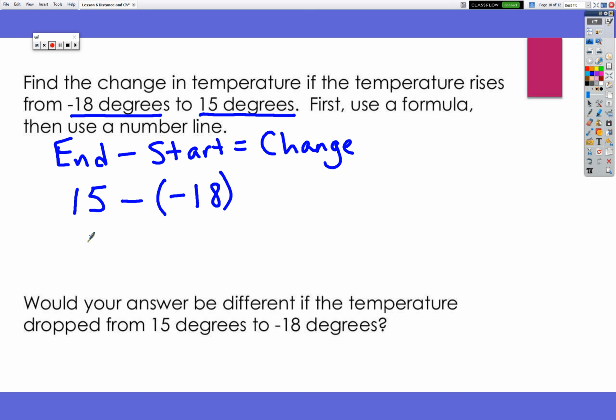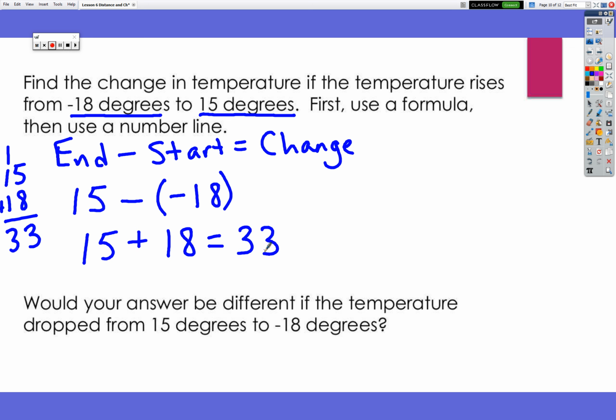I'm going to rewrite that as adding the opposite. 15 plus the opposite of negative 18 is positive 18. So 15 plus 18, if you need to write it off to the side somewhere, you could. So like this, 15 and 18. I can add 8 plus 5 is 13. And then 1, 2, 3 is 33. Perfectly okay to do that. Okay, so we got a positive answer. Let's see if that works.